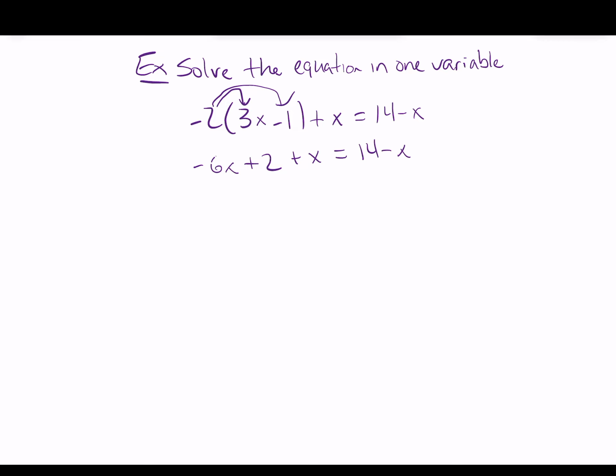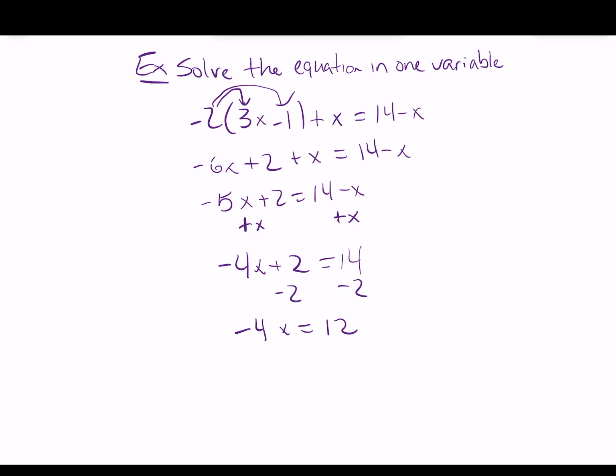Now we want to combine like terms. So negative 6x plus x is negative 5x plus 2 is equal to 14 minus x. Now we want to get all of the x's on one side, so we can add x to both sides. And negative 5x plus 1x is negative 4x plus 2 is equal to 14. Then we can subtract 2 from both sides to isolate the variable. So negative 4x is equal to 12.